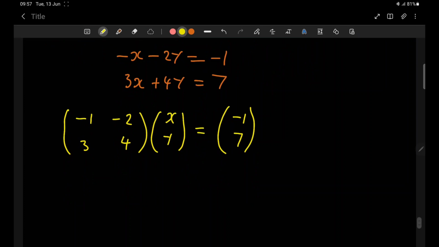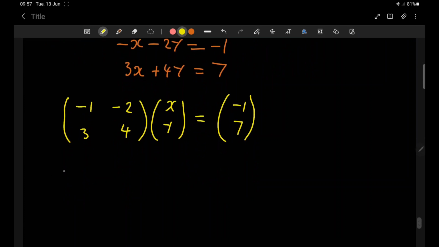Then we can apply Cramer's rule. With Cramer's rule, we'll first find D, the first determinant. So the normal method: negative 1 by 4, we'll have negative 4, minus negative 2 by 3, which is negative 6, which is equal to, this will be positive 6, which will just be 2.